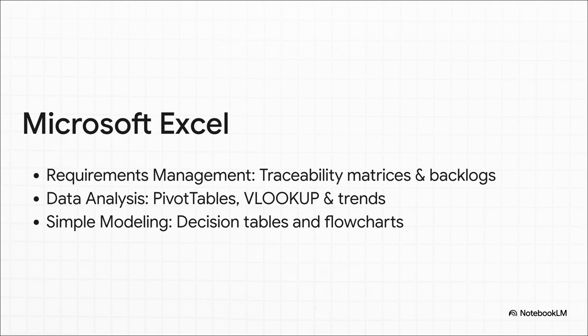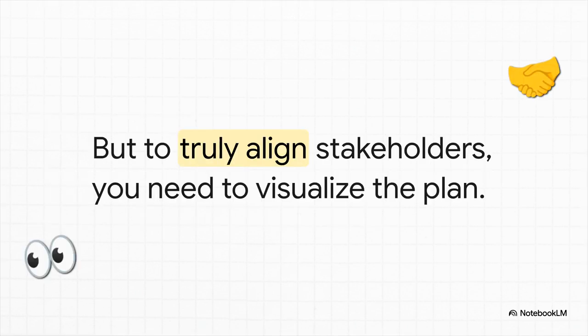You can build traceability matrices to track requirements, manage product backlogs, and do some serious initial data analysis with things like pivot tables and VLOOKUP. This lets you sift through thousands of data points super fast to spot those early trends, the kinds of insights that can either prove you're onto something big or stop a bad idea in its tracks. But here's the thing. Lists and tables can only take you so far.